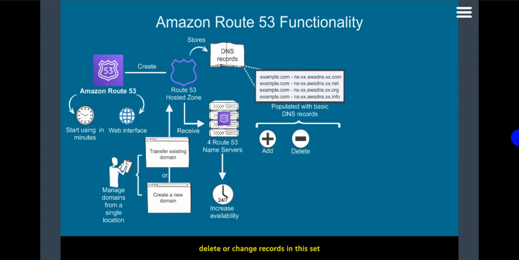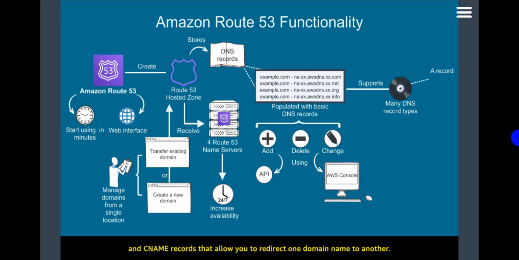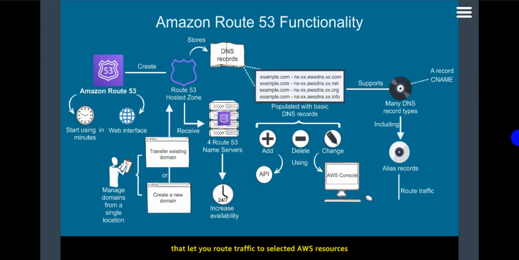You can add, delete, or change records in this set using the AWS Management Console or by calling the Change Resource Record Set API. Amazon Route 53 supports many DNS record types, including A records that route traffic to a resource, such as a web server, and CNAME records that allow you to redirect one domain name to another. Route 53 also includes alias records that let you route traffic to selected AWS resources like Amazon S3 and Amazon CloudFront.